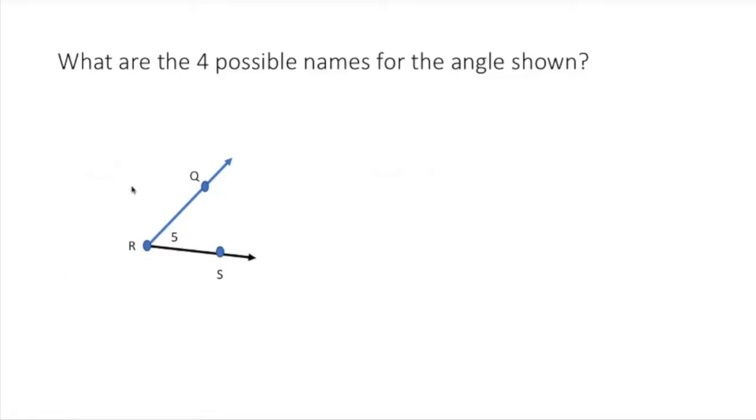Okay, we could name it with the point at the vertex. We could name this angle R, or we could name it with the number inside of the angle, angle 5. We could use all 3 points, Q, R, and S. Remember, R is the vertex, so that needs to be in the middle, so it would be angle QRS. We could go the other direction with this and say it's SRQ.